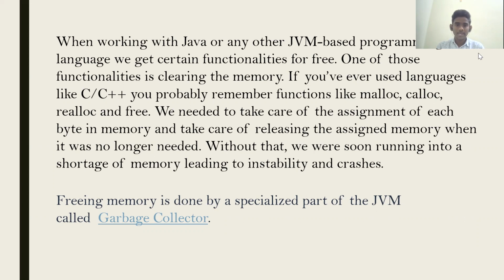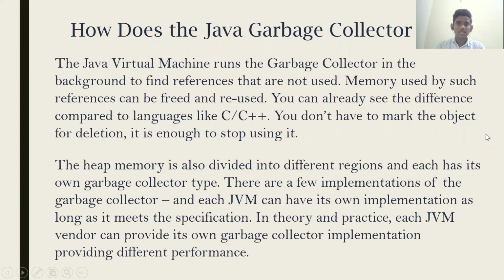Freeing memory is done by a specialized part of the JVM called the garbage collector. How does the Java garbage collector work? The Java virtual machine runs the garbage collector in the background to find references that are not used. Memory used by such references can be freed and reused. You can already see the difference compared to languages like C, C++. You don't have to mark the object for deletion. It is enough to stop using it.